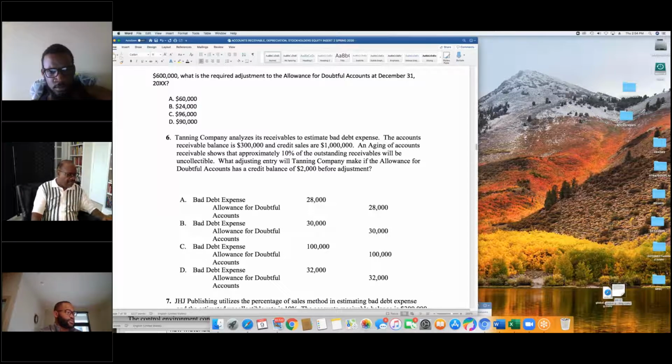So what is the entry here? $1,000 goes on the debit side. Say what? It goes on the credit side. We've got 2,000 on the credit side, but what about the 300,000? 10% of those are going to be bad. Okay.